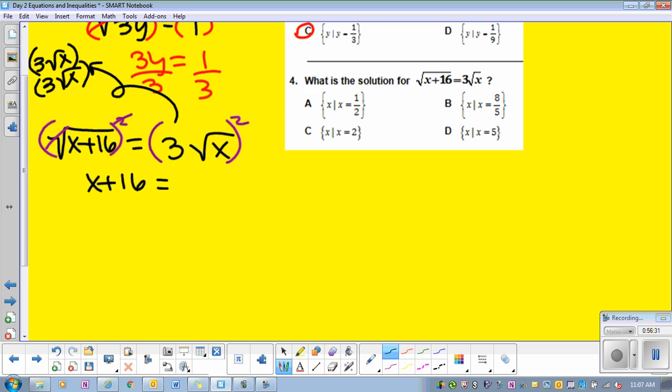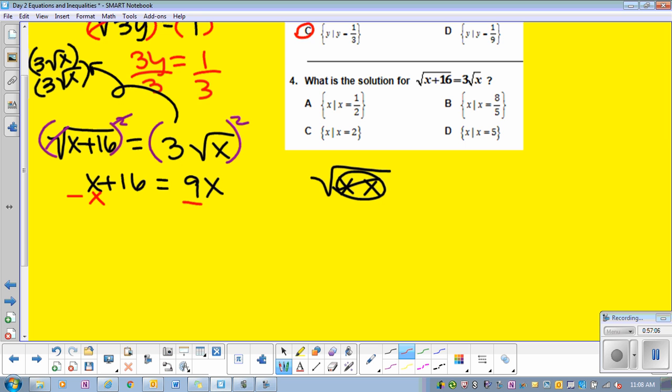What's 3 times 3? Nine. What's square root of x times the square root of x? So it would be square root of x times x. That's x squared, right? But what happens when you have two of the same thing inside the square root? One comes out. Right? So this is really x.